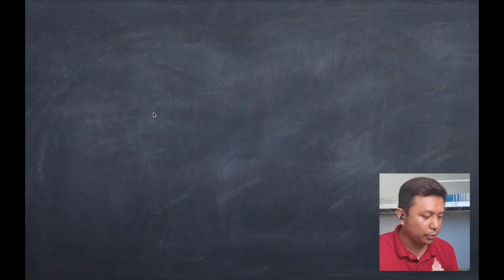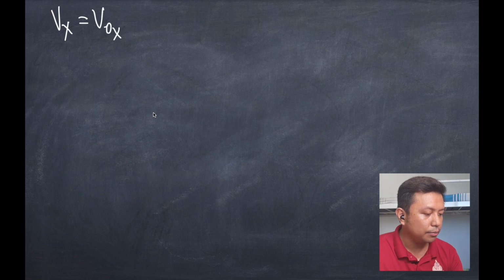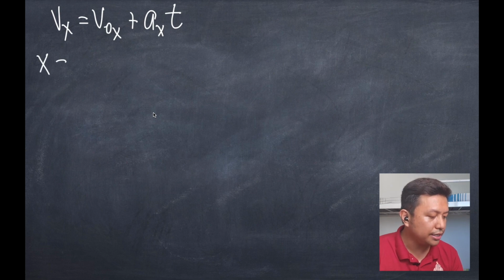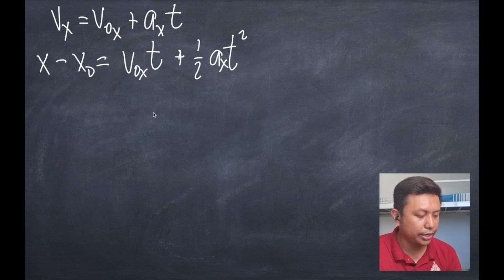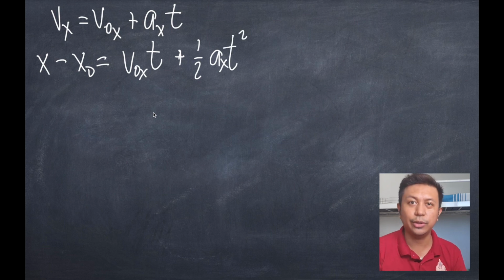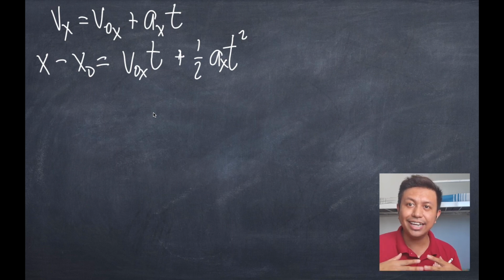The first equation is Vx is equal to V naught x plus a sub x times time. The second equation is x minus x naught is equal to V naught of x times time plus 1/2 a sub x times t squared. So these are your two equations so far. The third equation will be using these two equations. We'll combine them and see how it goes.